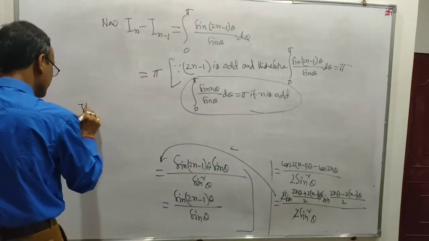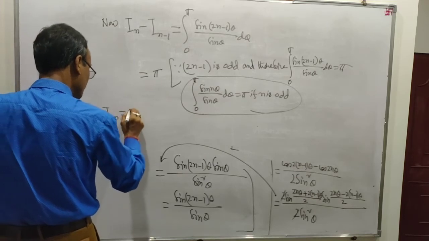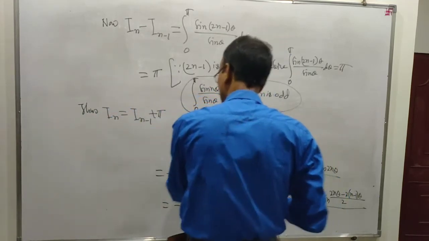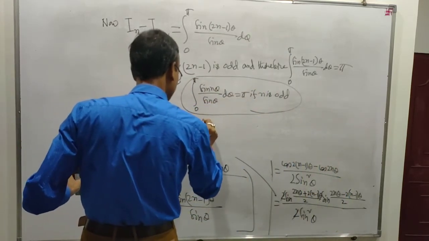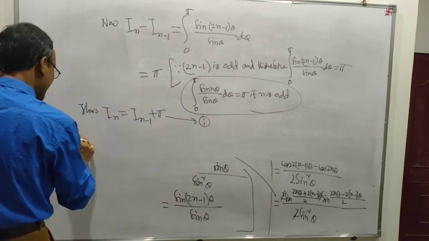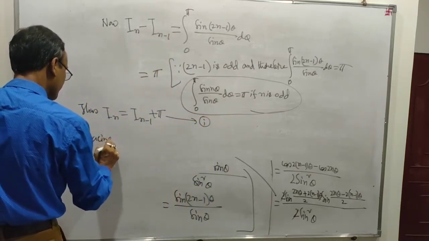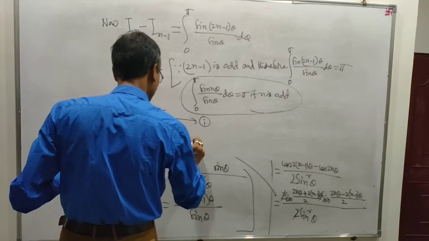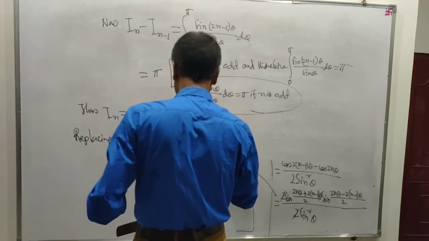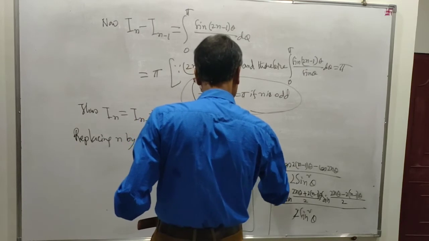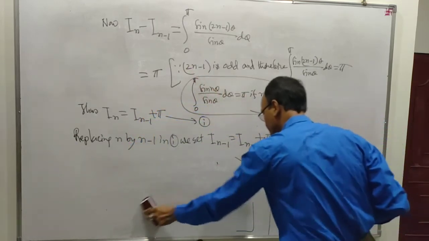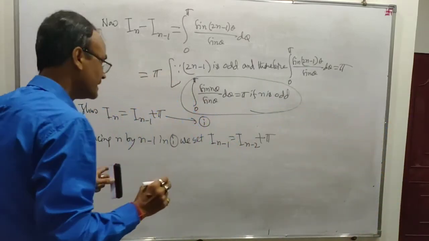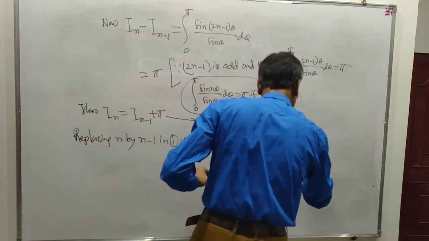Thus, I n is equal to I n minus 1 plus pi. Suppose it is number 1. Replacing n by n minus 1 in 1, we get I n minus 1 equal to I n minus 2 plus pi. Suppose it is number 2.